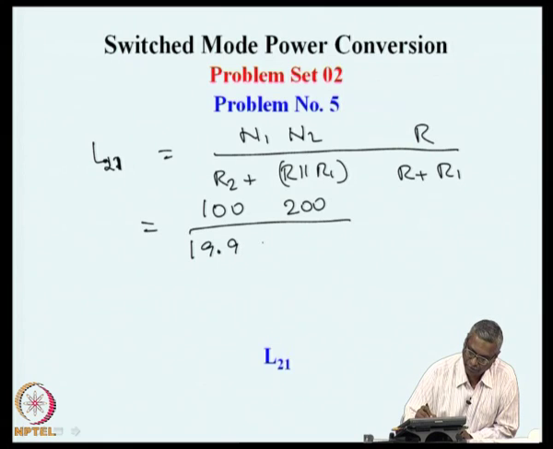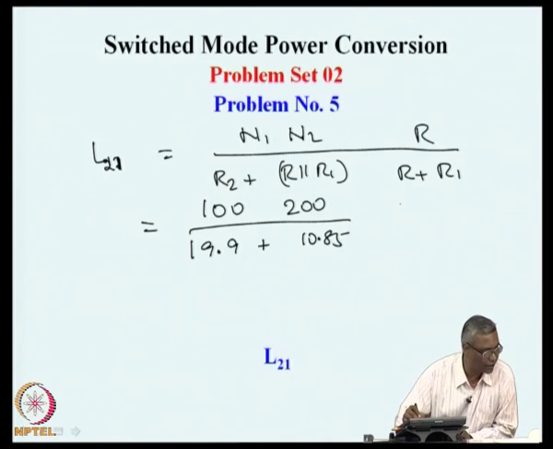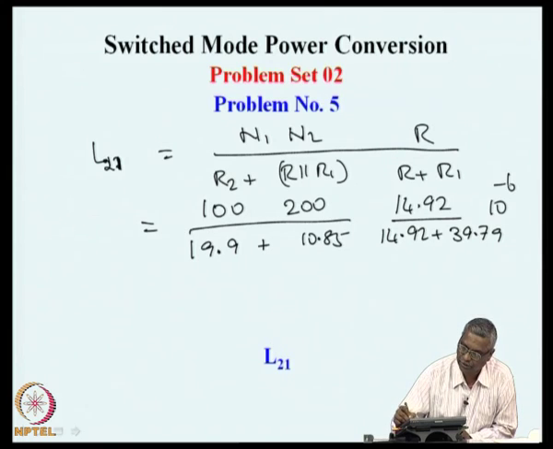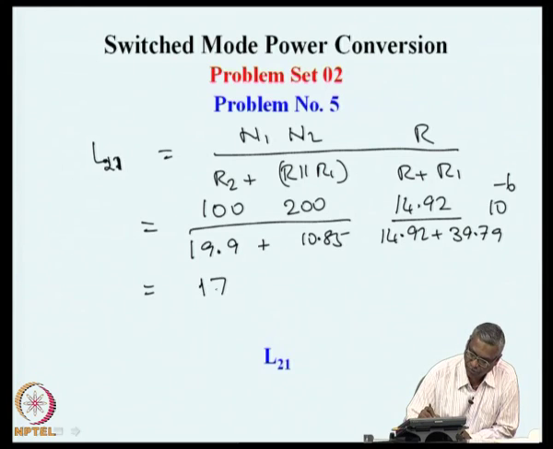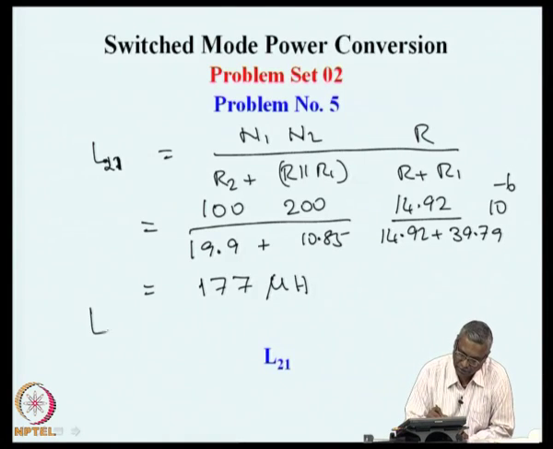19.9 plus 10.85 R parallel R1, and R by R plus R1 is 14.92 by 14.92 plus 39.79, 10 power minus 6. So, this expression when simplified turns out to be 177 microhenry, and this is also the same as L12, which is also 177 microhenry.